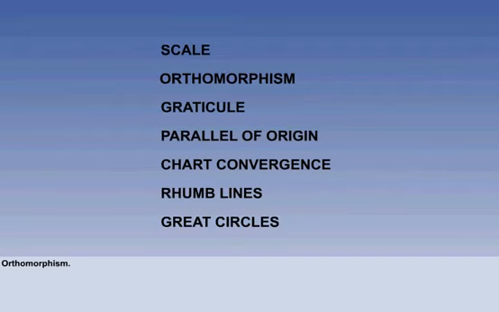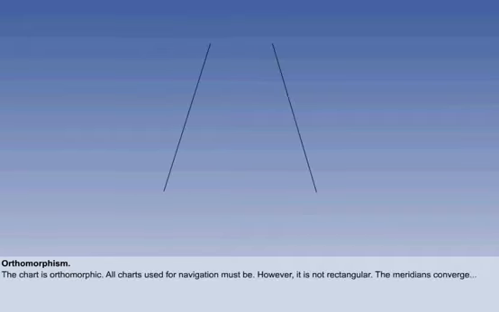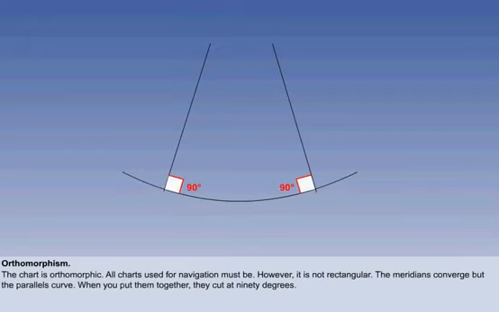Let's now consider orthomorphism. The chart is orthomorphic. All charts used for navigation must be. However, it is not rectangular. The meridians converge, but the parallels curve. When you put them together, they cut at 90 degrees.